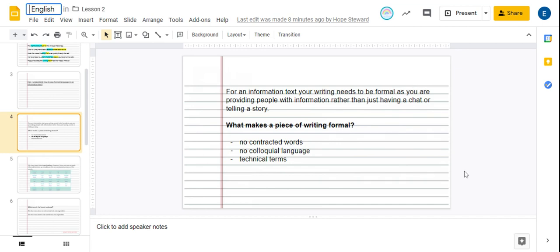Today we're going to have a look at what makes a piece of writing formal. So the three things that we're going to have a look at are not using contracted words, no colloquial language, and using technical terms.